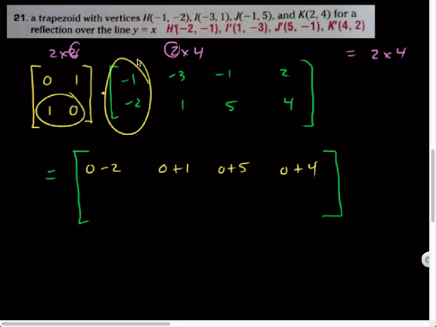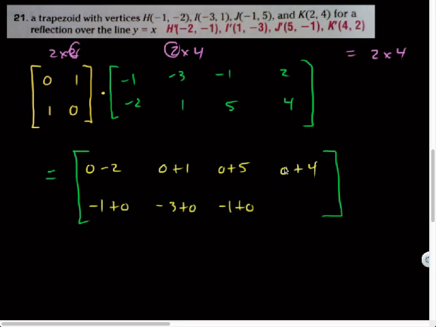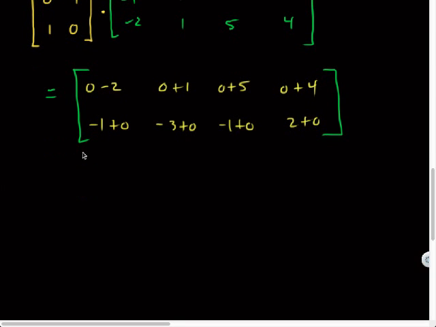Second row, first column will give me the second row, first column answer. So 1 times negative 1 is negative 1. 0 times negative 2 is 0. This will be negative 3 plus 0. This would be negative 1 plus 0. And this one will be 2 plus 0.